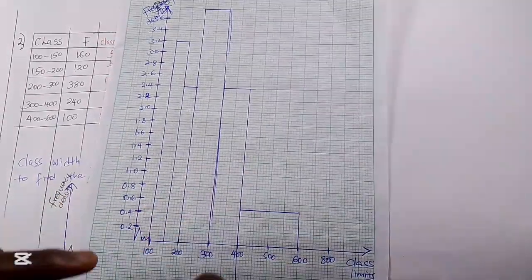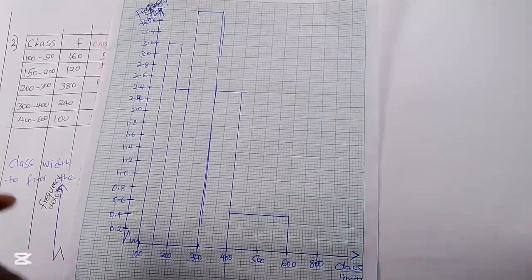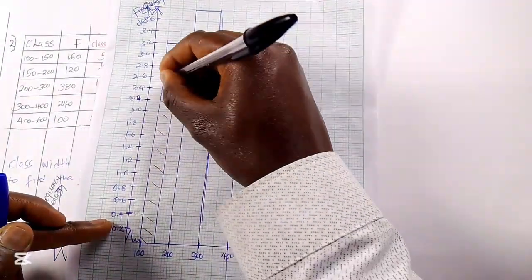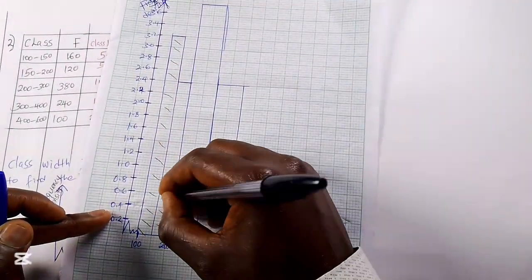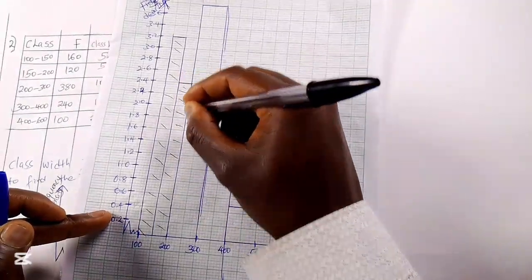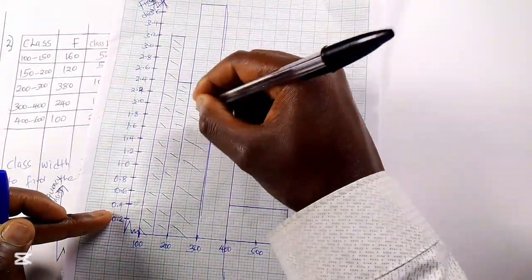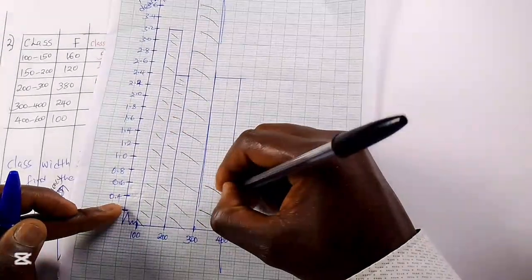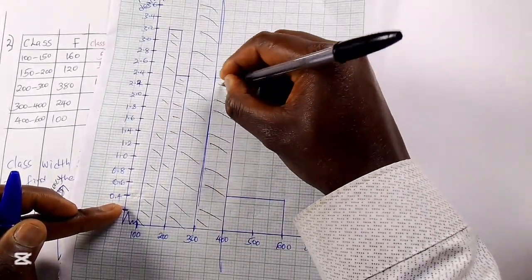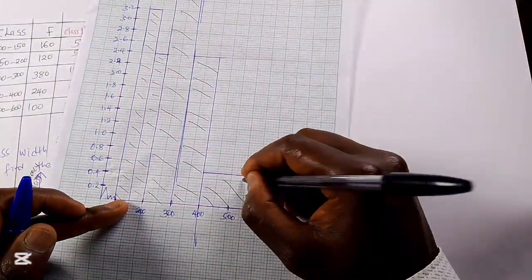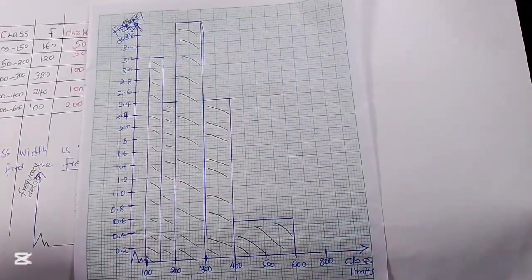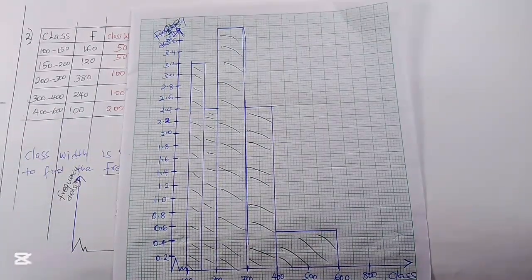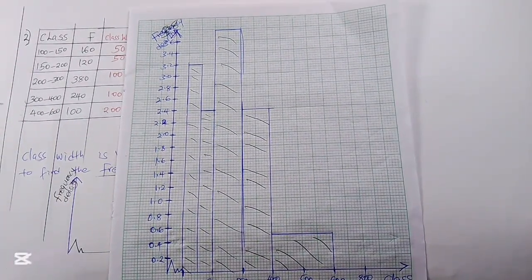And we can now shade our bars. Generally that is how you draw histograms, and that is how you respond to questions based on histograms.